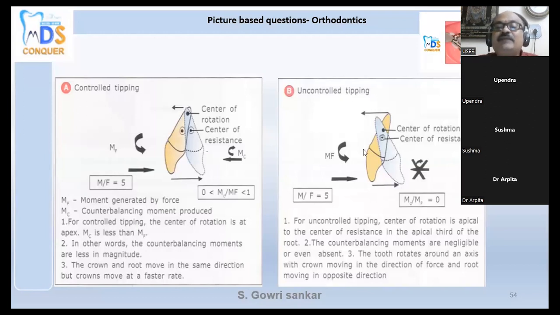Yes, torque is produced. If it moves towards the incisal edge, it produces torque. If it moves apically, the more apically, from uncontrolled tipping to controlled tipping to bodily movement, the more it moves incisally, it produces what is called torque. In uncontrolled tipping, I put M by F ratio as 5, and controlled tipping is 7, I think. For uncontrolled tipping, it is less than 5. Controlled tipping and uncontrolled tipping are apical to the center of resistance only. All tippings are apical to the center of resistance. All torques are towards the bracket or towards the incisal edges. Yes, for uncontrolled it is 5:1, for controlled 7:1, for bodily movement 10:1, and for torque 12:1. Yes, good. You are all correct.